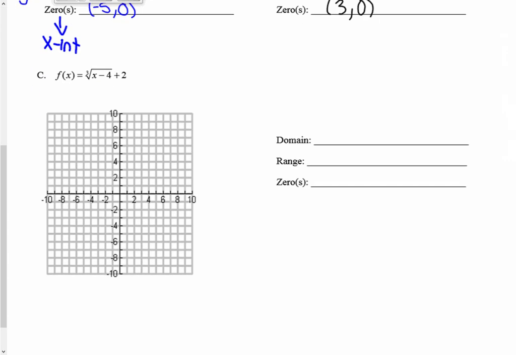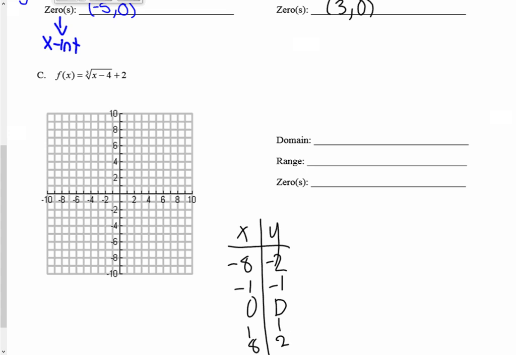Last but not least, we have C. So for C, we're going to start with the same thing. Let's start with our parent function table. So we're at -8, -2, -1, -1, 0, 0, 1, 1, 8, 2. Looking at my transformations here, I have -4 underneath my cube root, so that tells me that I'm going to add 4 to all of my x values. So I get -4, 3, 4, 5, and 12.